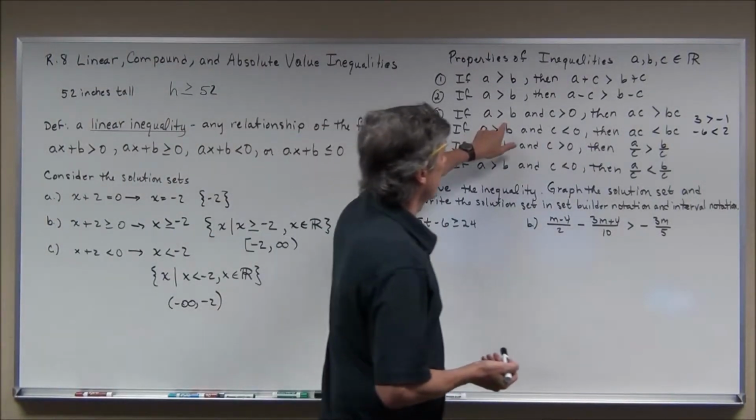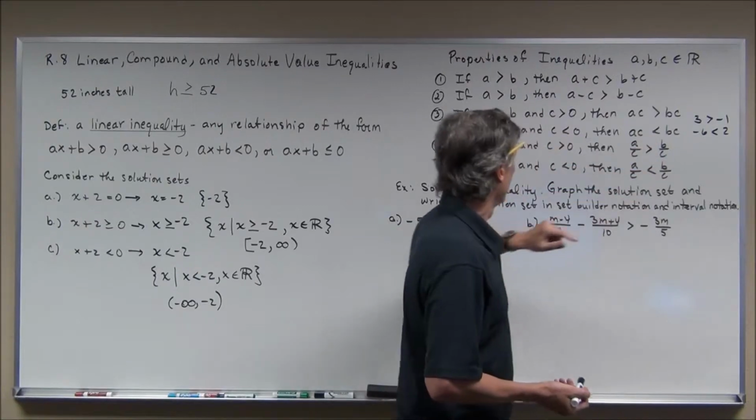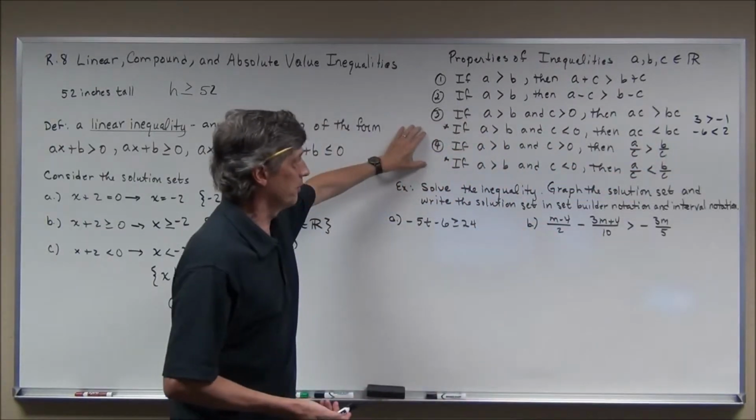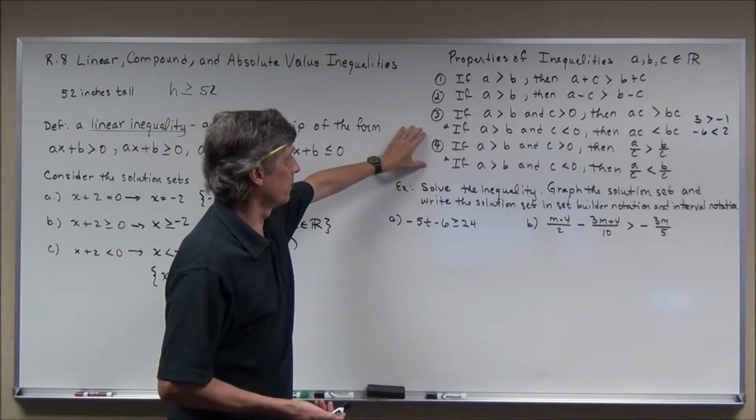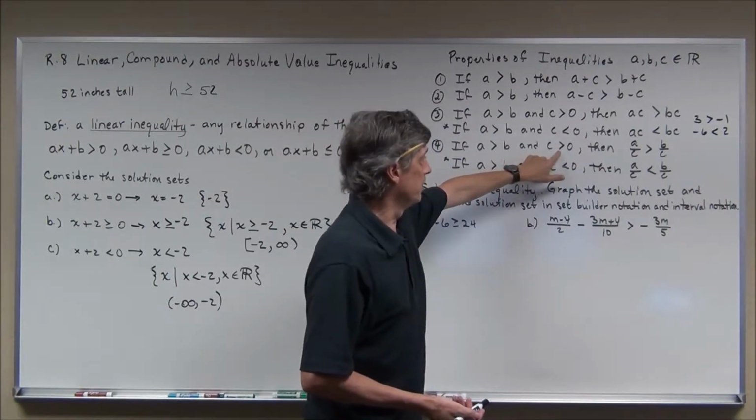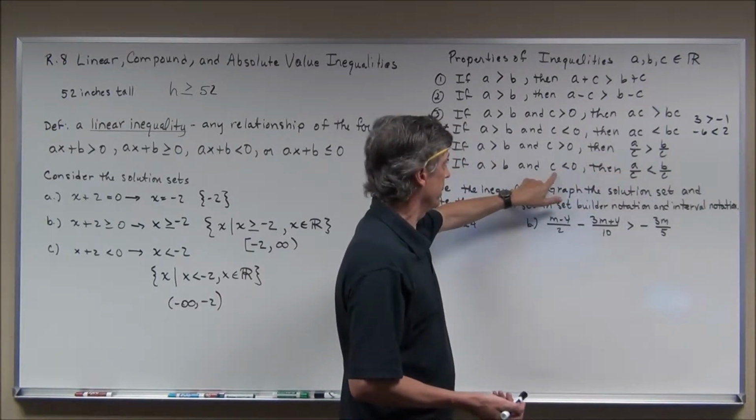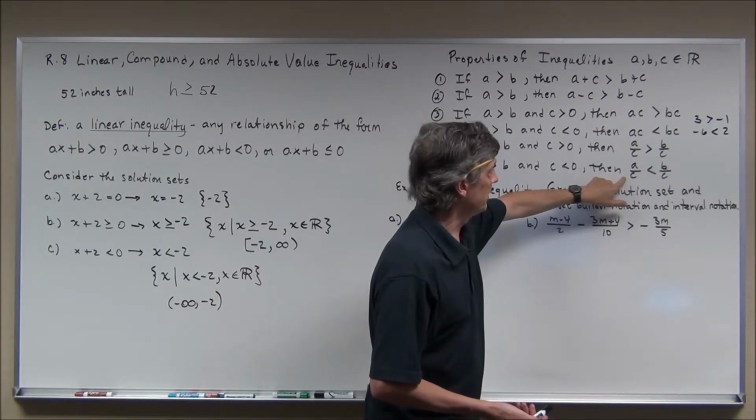Here, when we multiply by a positive, we keep the same order. When we multiply by a negative, we reverse the order. And very similarly with division, because division is just multiplying by the reciprocal. If A is greater than B and C is positive, not 0, then A times C is greater than B times C. But if C is negative, A times C is less than B times C.